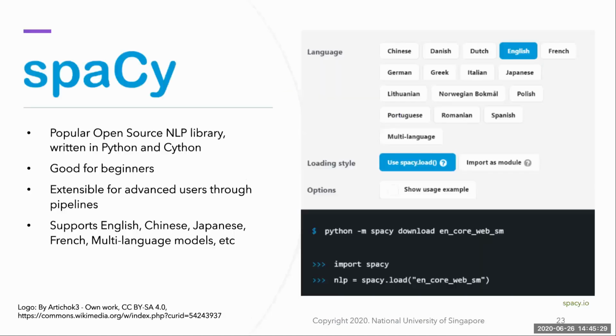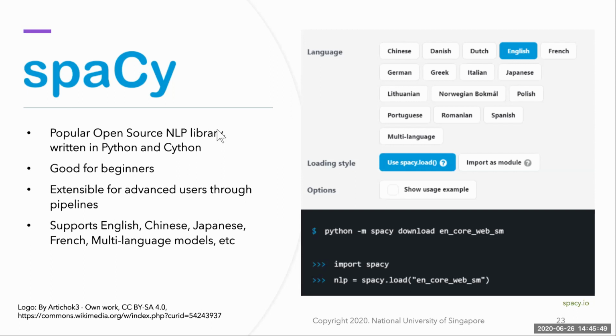Okay, first one is spaCy. It's what you are here for. It's a popular open source library. The word "cy" comes from Cython, which is a C accelerated, fast C version of Python. Basically if you want to run Python faster, you actually run Cython.